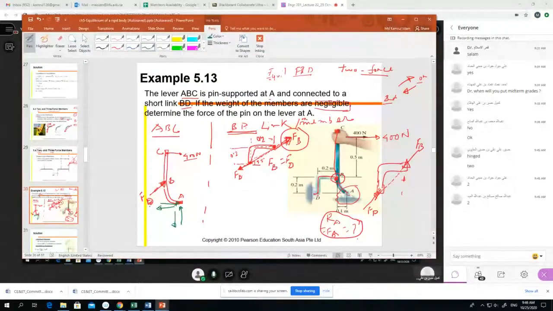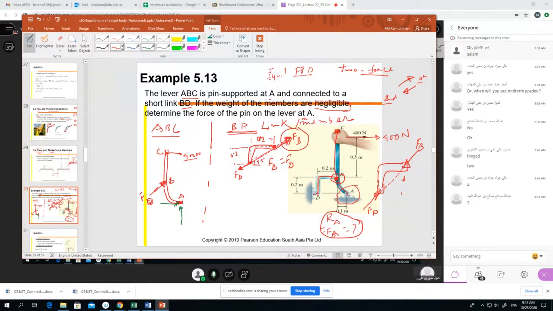You can assume whatever you like. It is up to you. As I told you before, if after the calculation you find the result is positive, that means your assumption is correct. If the result is negative, that means your assumption was wrong. But no problem, don't worry, just change the direction. Now here we assume, I keep this one, I assume the horizontal direction is to the right side and the vertical direction is upside, right?